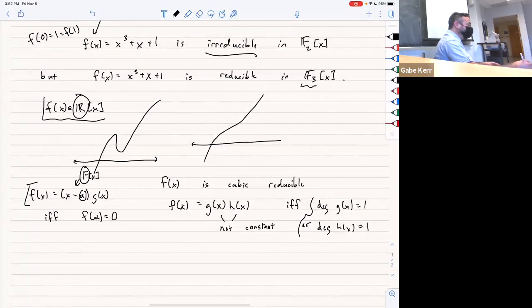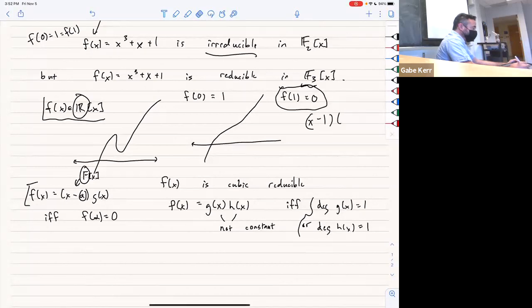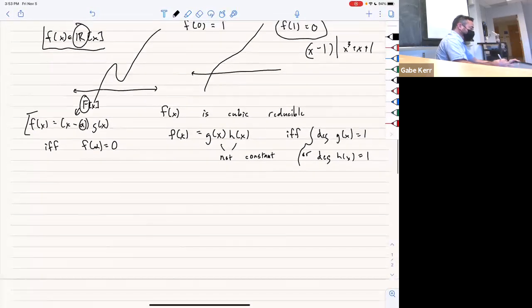Okay, how many possibilities do we have here? 3. Let's start with f of 0. f of 0 equals 0 cubed plus 0 plus 1. That's 1. f of 1. We found a root. x minus 1 divides x cubed plus x plus 1. Let's just make sure. Let's divide. We'll do it like we always do, if you choose to.